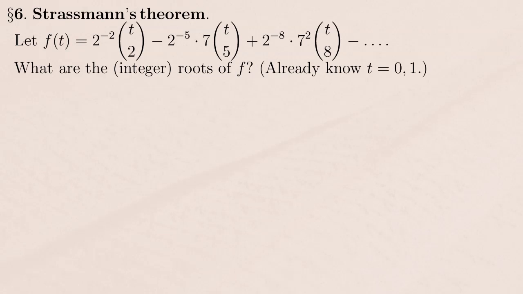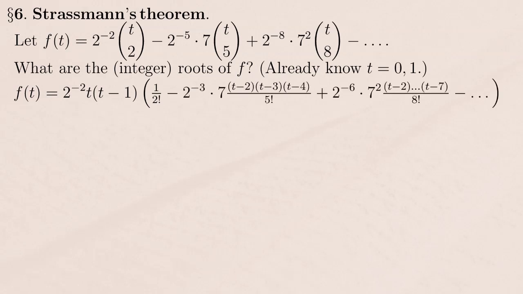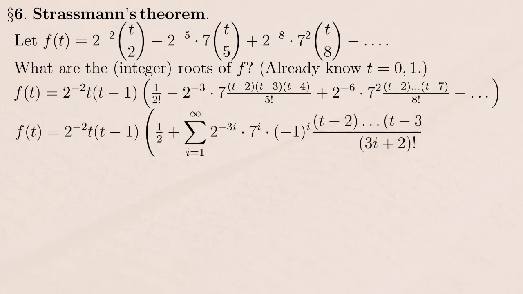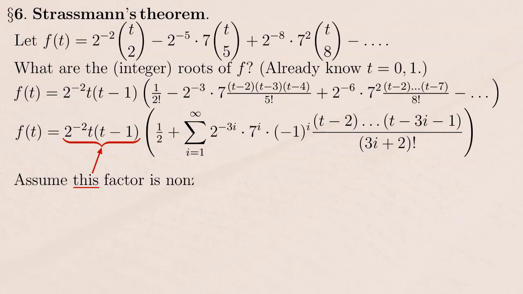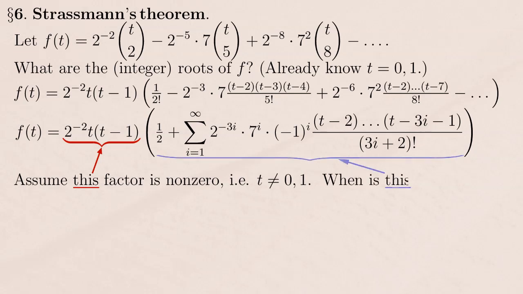So, let's write out these binomial coefficients in full, and take out a factor of 2 to the minus 2 times t minus 1. If you like, you can spot the pattern in this sum, and write the infinite sum more compactly using sum notation like this. Okay, so let's exclude the roots we already know about and assume that both t and t minus 1 are non-zero. So t isn't 0 or 1. When is this factor 0? Strassmann's theorem will tell us that because of the increasing powers of 7 in this factor, it can't have any roots. So t equals 0 and t equals 1 will be the only two solutions here. Let's see how that works.